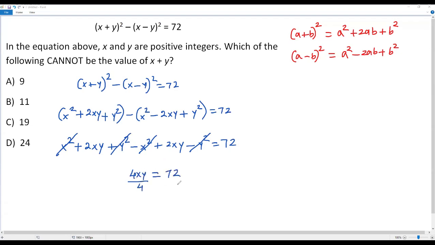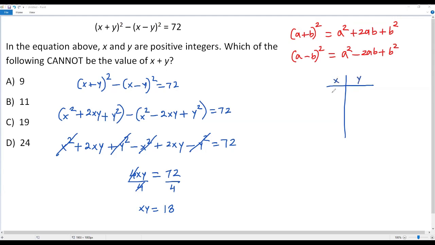Now let me divide both sides of this equation by 4. When I do so, this 4 will cancel out. xy equals, when I divide 72 by 4, I am getting 18. Okay, I got the product, that is x times y equals 18. And the question says x and y are positive integers. Now let me get possible values for x and y, so that x and y are positive integers, and also x times y equals 18. Okay, let me write x over here and y over here.